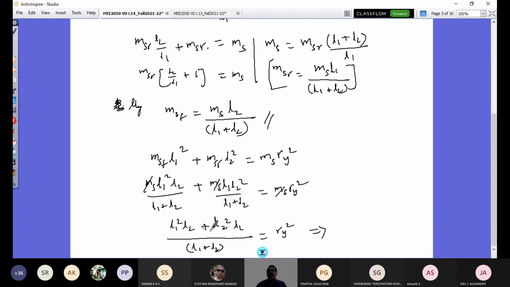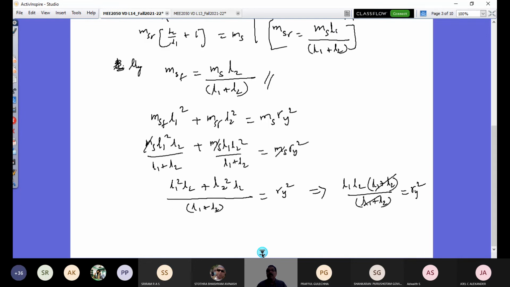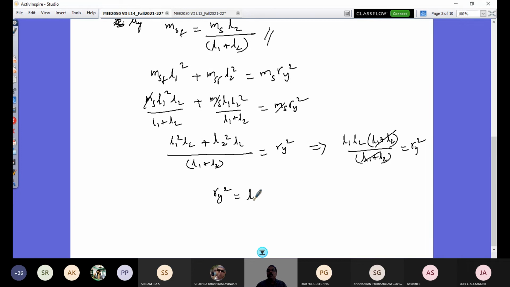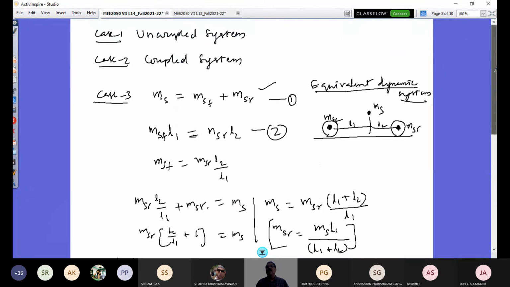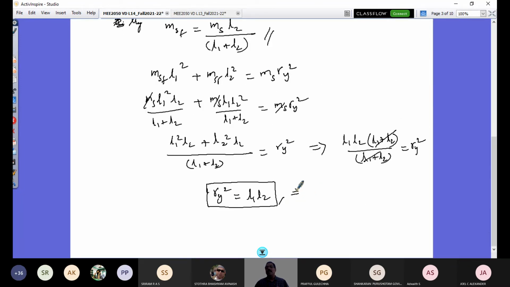So this term again can be written as, if I take L1, L2 out, it's L1 plus L2 by L1 plus L2. That's equal to Ry square. So this goes off. So what I get is Ry square is L1 L2. So this is such an important relationship. So in my vehicle, if I have my CG location from the front axle by L1 distance and the rear axle L2 distance, if that product happens to be the radius of gyration squared of my vehicle body, then your vehicle is designed such that it is equivalent to have your sprung mass by these proportions in the front axle attachment and rear axle attachment.